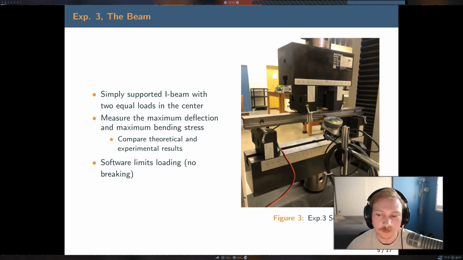We're also going to measure the maximum bending stress on this beam. Again, we have equations for that, and we also have experimental methods to calculate that. For this one, we're not going to break it either. That would be pretty intense. It's a pretty good sized I-beam here for a lab, so we're not going to break it.